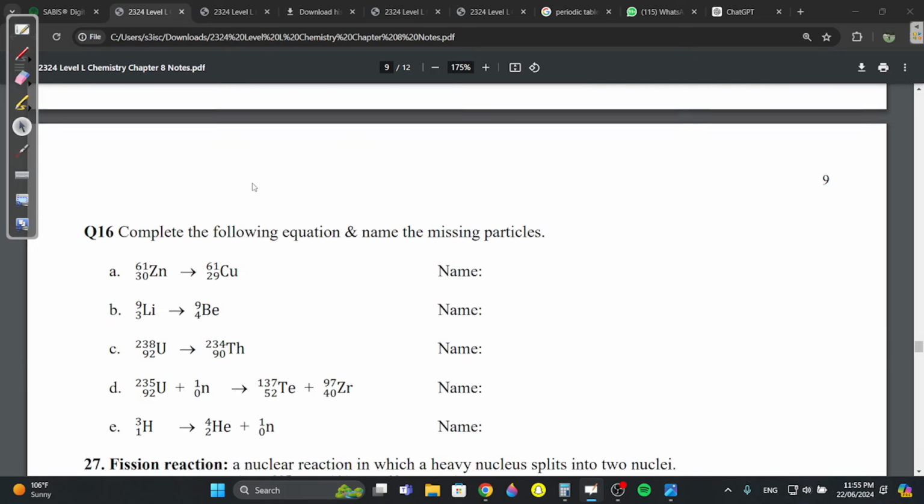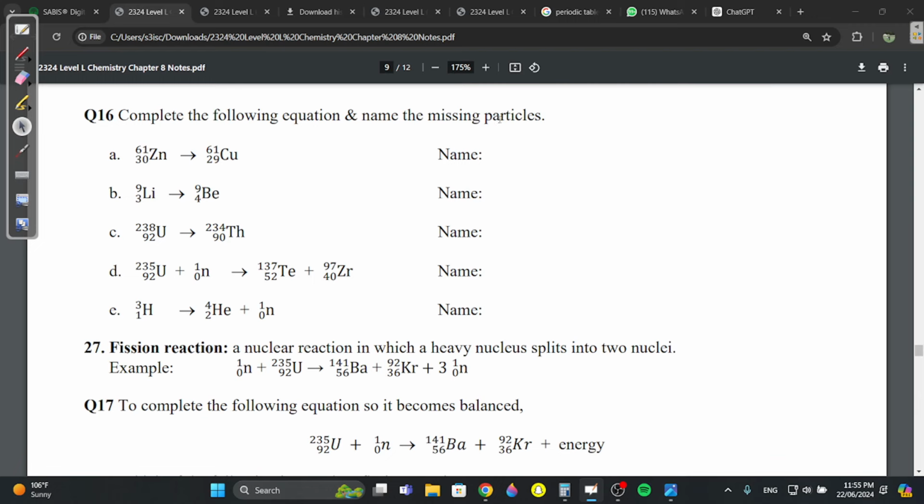Question 16. Complete the following equation and name the missing particles. Here the mass is conserved, so 0. Here we're missing 1. Which one has a charge of 1? A proton or positron? I think positron, yeah. Positron. Here, 9 minus 9 is 0. 3 minus 4 is minus 1. Obviously, it's going to be an electron.